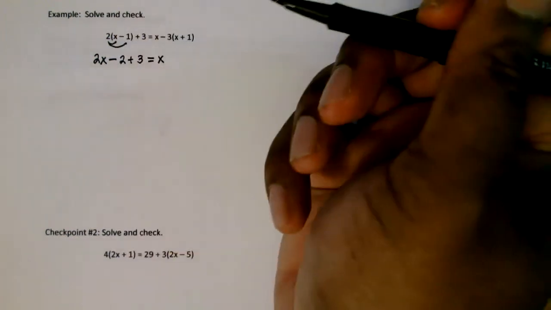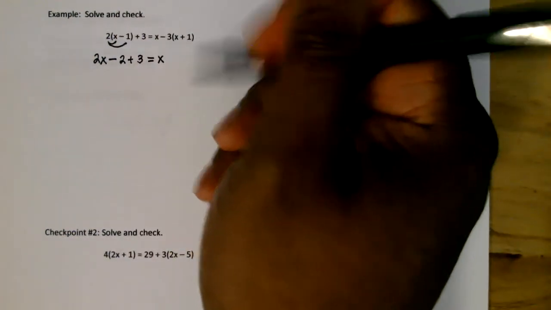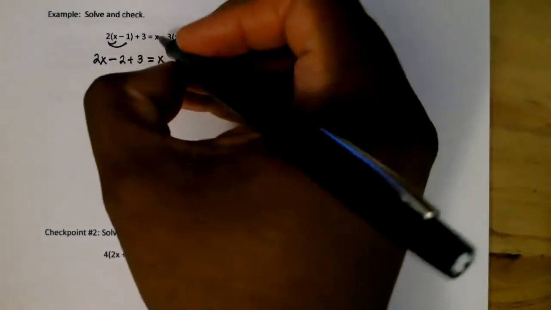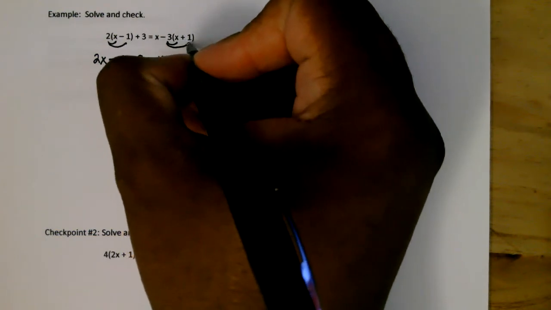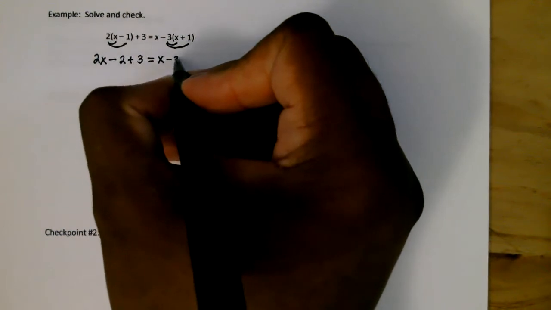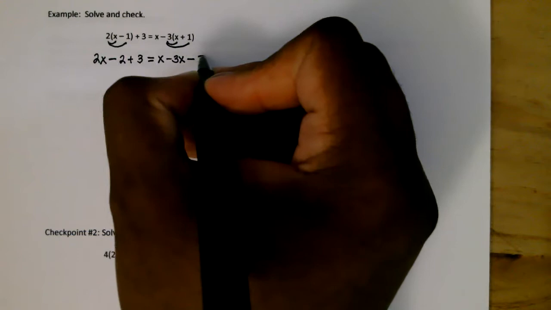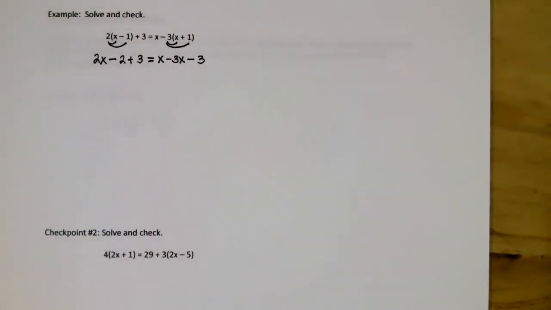And keep in mind, when you distribute a negative, you're just simply changing the sign of each and every term inside the parentheses to the opposite. So this is like minus 3 times x, and then minus 3 times the plus 1. Minus 3 times x will be minus 3x. Now, minus 3 times a plus 1 would be a minus 3. So I get x minus 3x minus 3 on the right side.